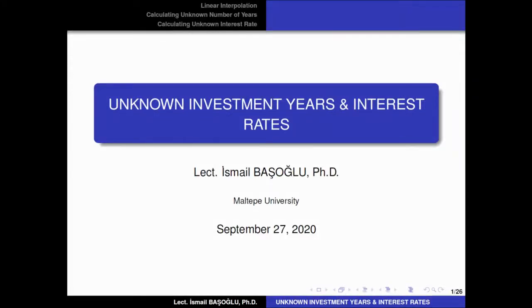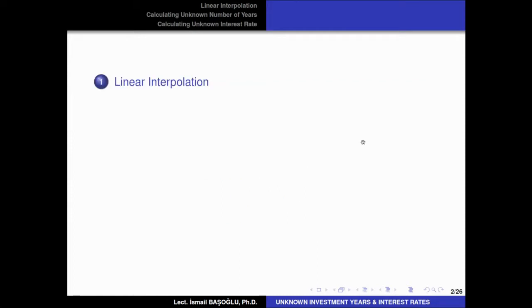All right, so this is going to be our fourth week for the engineering economics course, and in this week we are going to study the problems related to unknown investment years and unknown interest rates. Now, the outline is as follows.